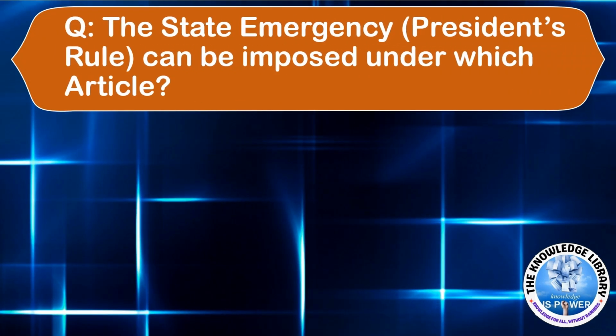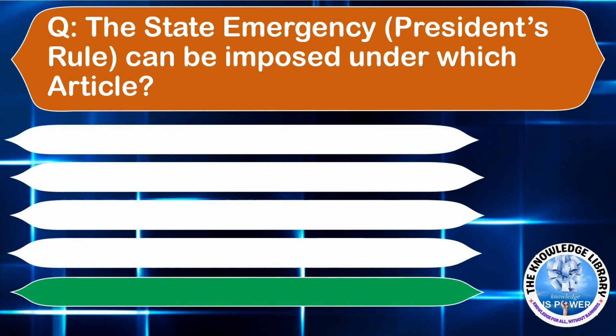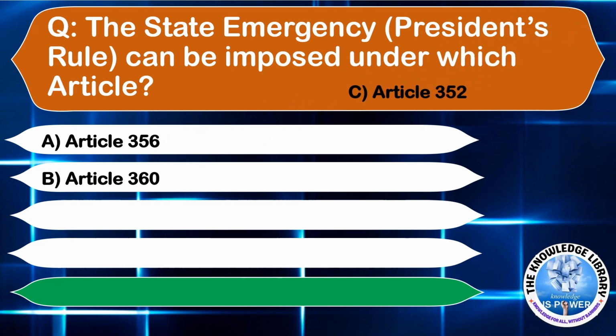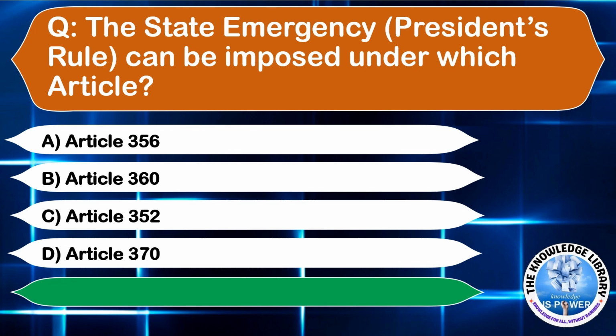The next question is, the state emergency can be imposed under which article? Option A, Article 356. Option B, Article 360. Option C, Article 352. Option D, Article 370. Correct answer is option A, Article 356.